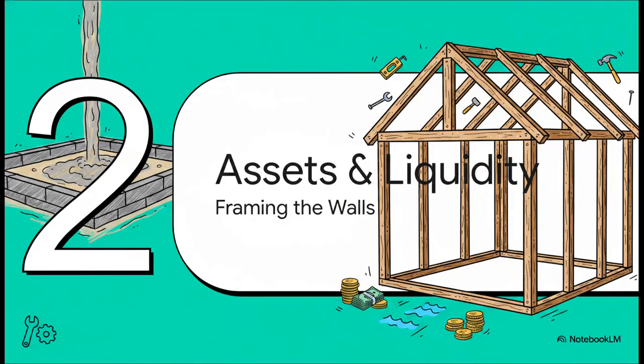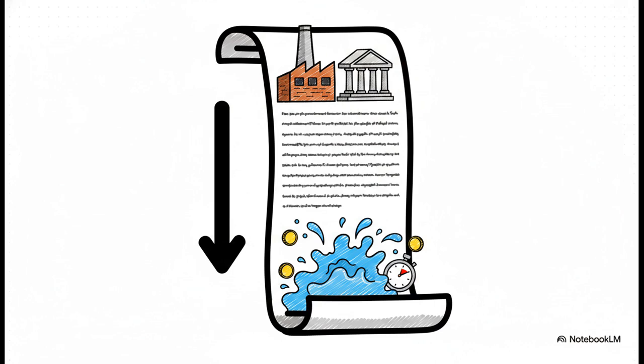Moving right along to Section 2, assets, liabilities, and liquidity, framing the walls. Check out this concept called the order of permanence. This is a highly specific presentation style that's strictly followed in the UK and South African templates. Unlike some methods where you'd list your most liquid cash right at the top, here you are required to list non-current items first. That means your long-term structural assets. Think property, plant, equipment, or long-term borrowings. They absolutely must appear before the highly liquid stuff like short-term cash or fast-approaching debts.